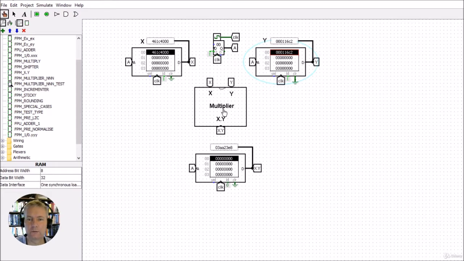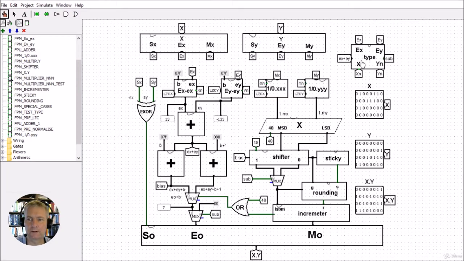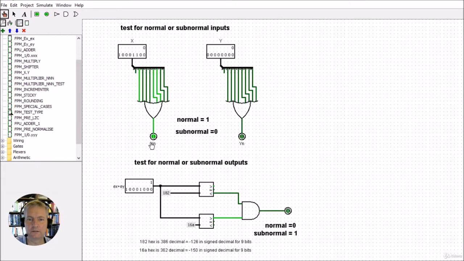So let's go in and have a look and see how this does the multiplication. So again, we start off in here, and we can see here that we're going to have a normal times a subnormal. So the subnormal is the y value, and we can see we're going to have a normal output. So we've got the right values here.